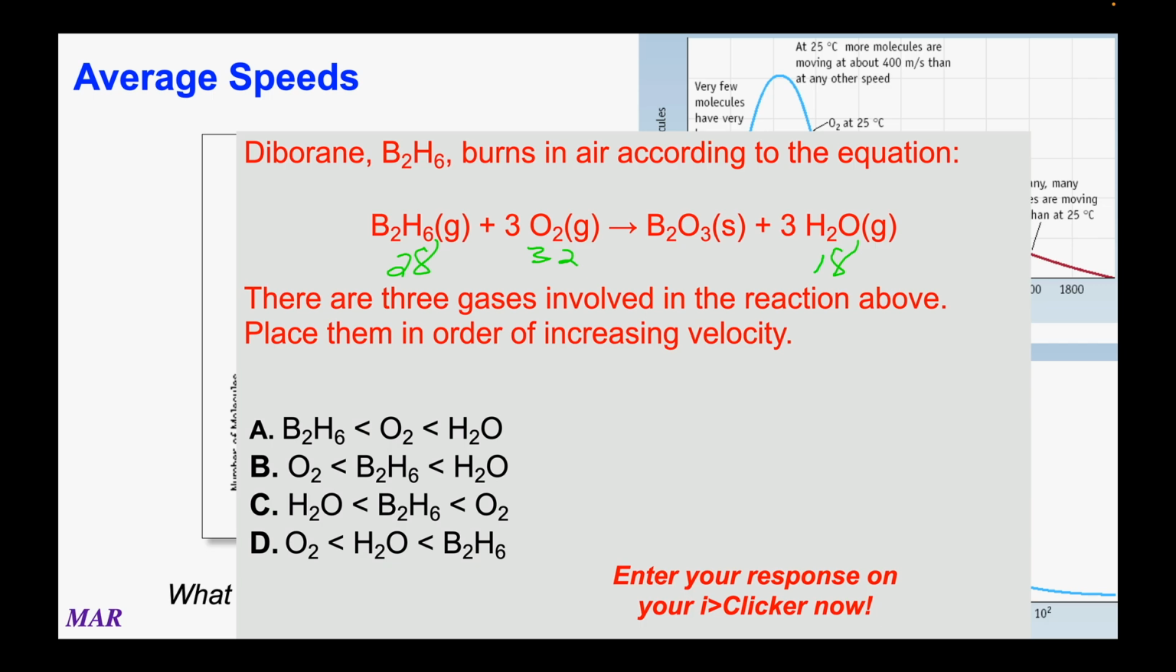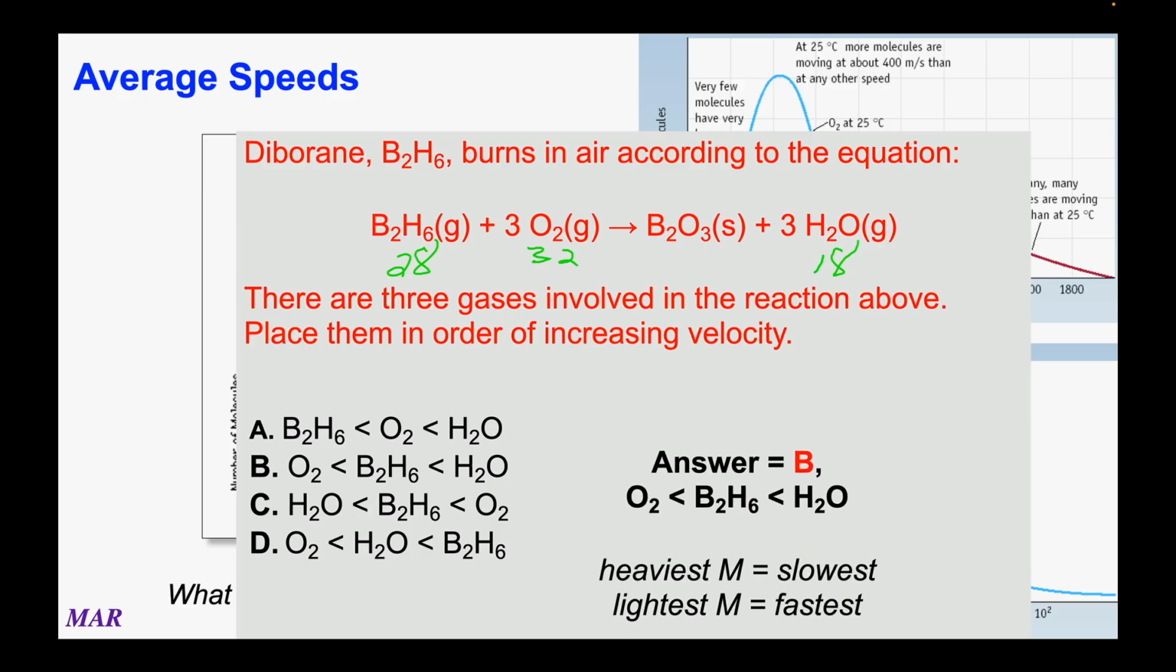So if we want this in order of increasing velocity, we'll put the oxygen first because it's the biggest molar mass. We'll then put B2H6 because it is a little bit lighter than O2. It'll go a little bit faster. And water should be the fastest of all. It has the smallest molar mass. So we're going from heaviest molar mass to smallest molar mass.